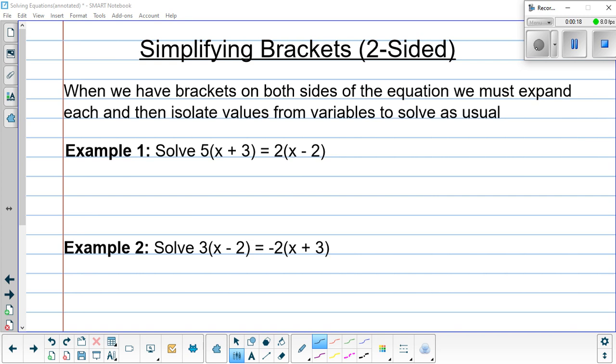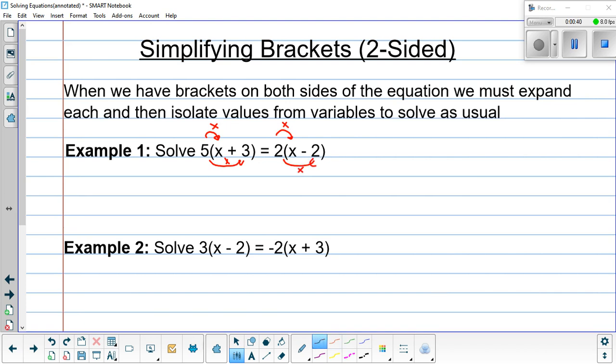So this is bringing together the last few videos because we're going to have unknowns on both sides, brackets on both sides, and then we're going to have to apply all the other solving techniques we've learned up to this date. So, very first thing, let's multiply these brackets out, right? And multiply with signs, okay?